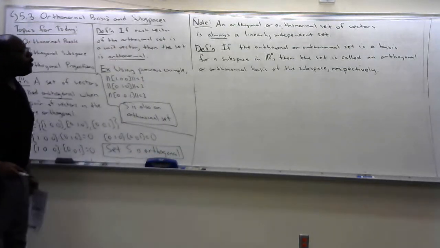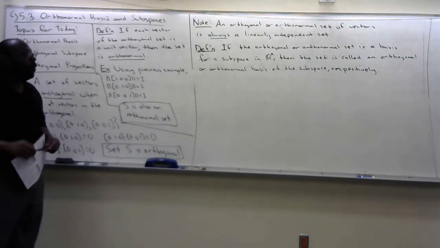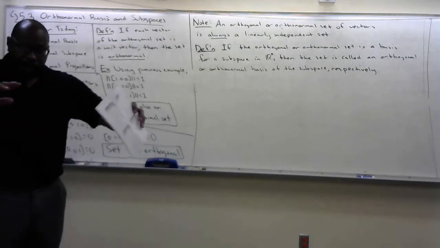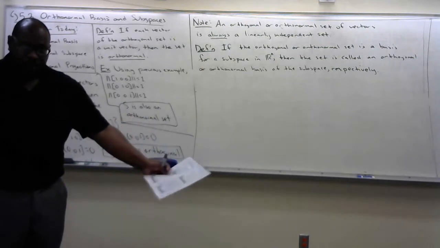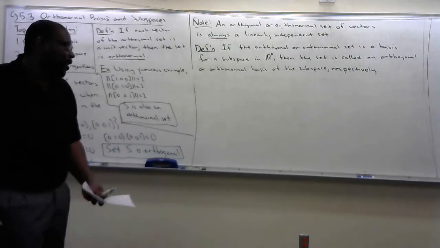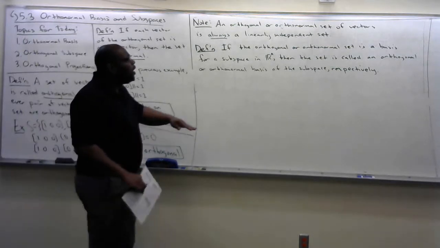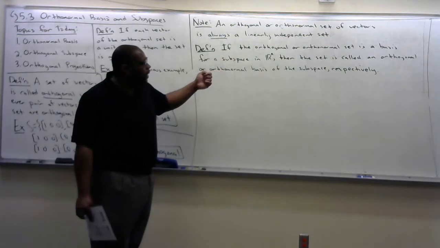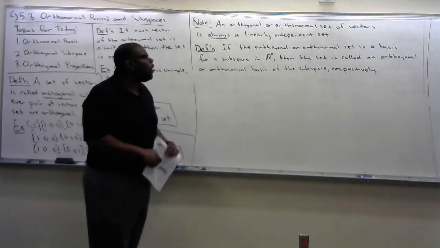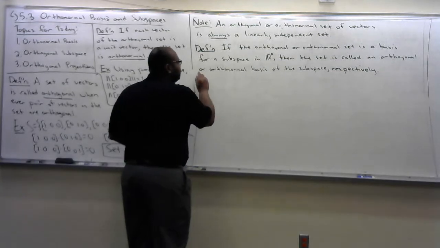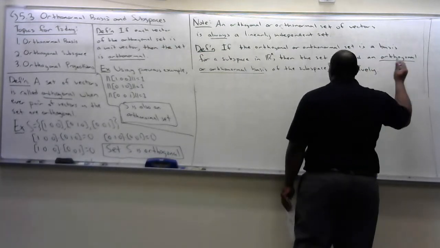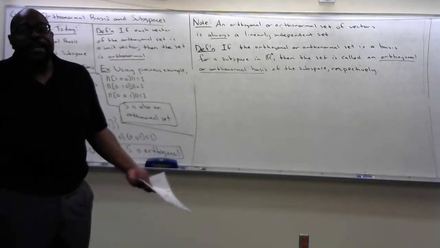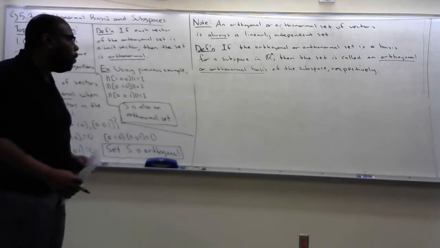So if the orthogonal or orthonormal set is a basis for a subspace in Rn, remember that my subspace could be the entire space Rn itself, or it could be a plane or a line or something like that. But whatever it is, if I have a set of vectors that is a basis for a subspace in Rn, then we can call that an orthogonal or orthonormal basis of that subspace. So I can say I have an orthogonal or orthonormal basis for Rn if I have a basis for Rn that's orthogonal or orthonormal.